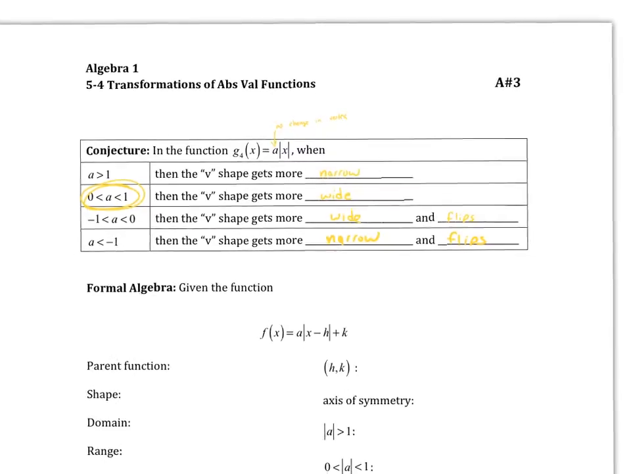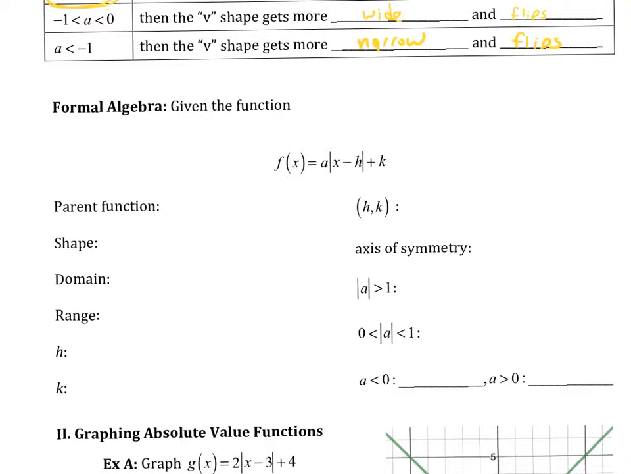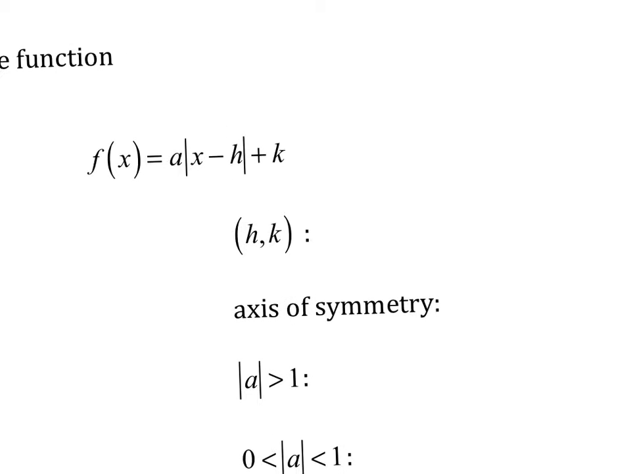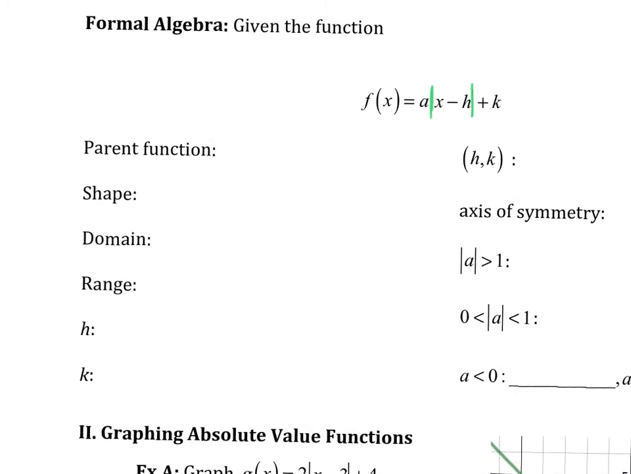Okay, now what we're going to do is give you some formal aspects to what a basic function looks like. And this particular function has absolute value signs. That's an important thing because the absolute value helps determine the shape. So let's go ahead and summarize what we have here.